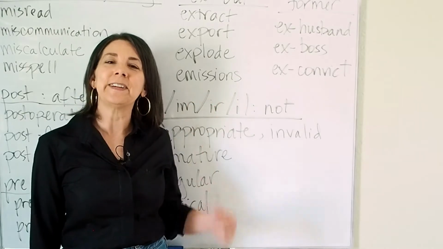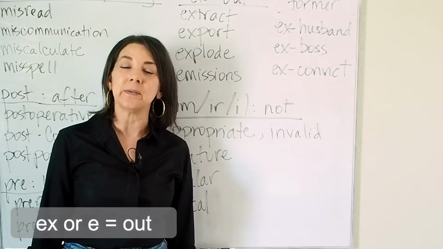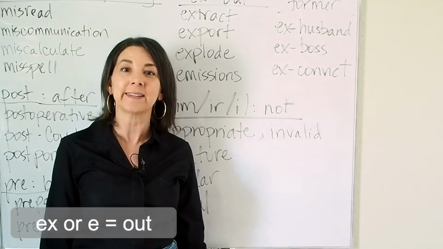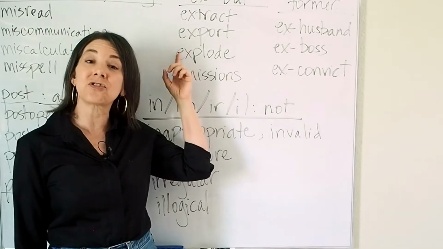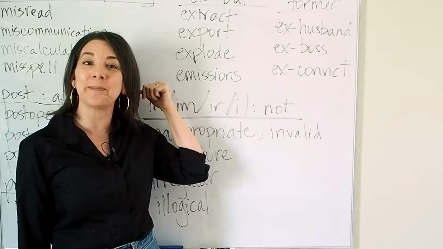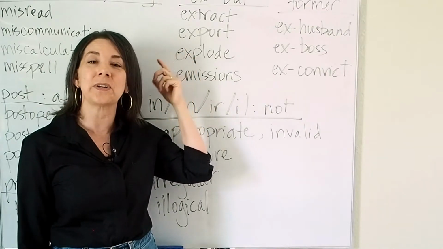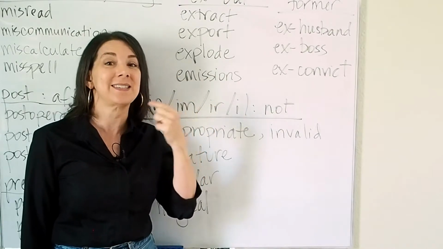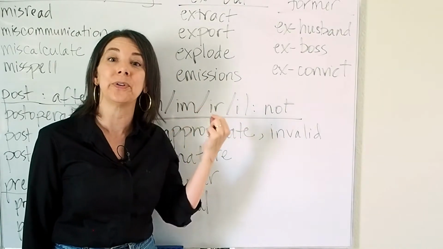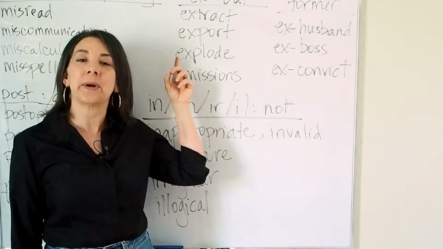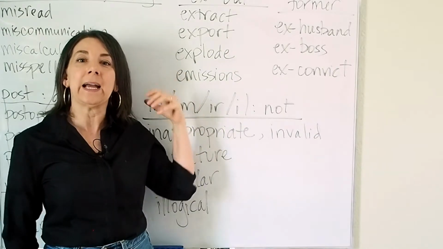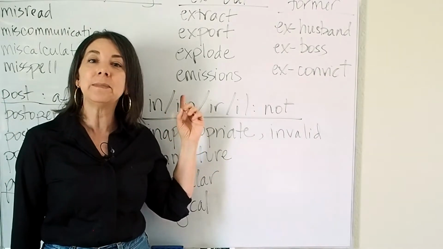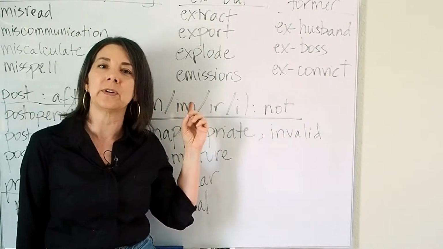The next prefix is x or e, which means out. And an easy way to remember this one is the word exit. We have extract, that is the example from the dentist. So extract, you can imagine if x means out, extract means to take out or to pull out a tooth. We also have export, explode, where everything comes out, and emissions. Emissions is a common word now.